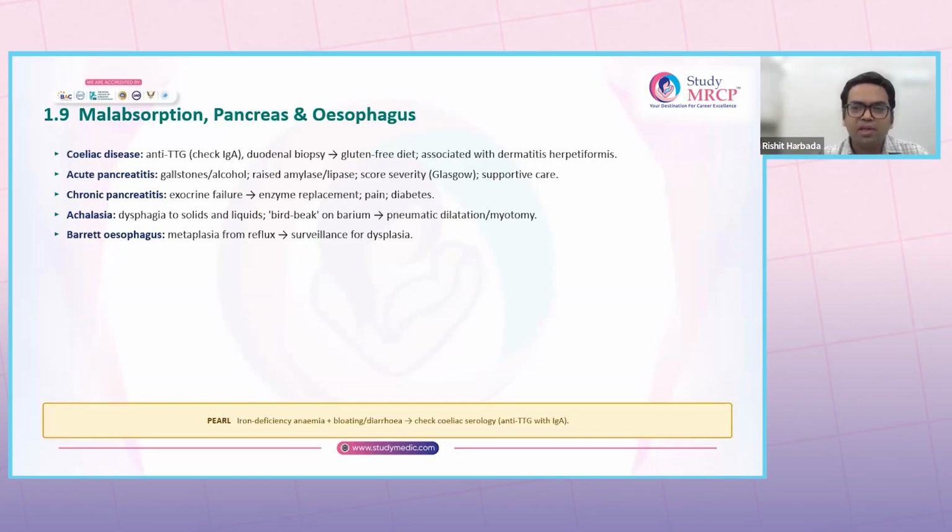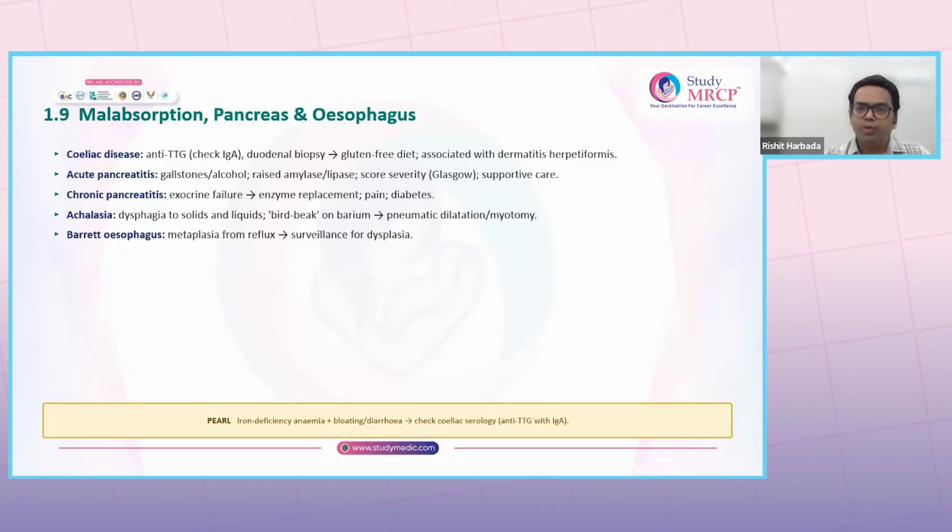So whenever you are diagnosing celiac disease, you always have to do a duodenal biopsy before putting the patient on a gluten-free diet. If your patient requires a gluten-free diet, you first have to do the duodenal biopsy and prove that the patient has this condition. It is going to show villous atrophy and crypt hyperplasia. And the treatment is a lifetime gluten-free diet in most of these cases.